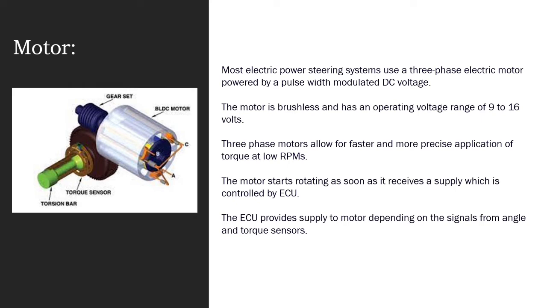Next is the motor. Most electric power steering systems use a three-phase electric motor powered by a pulse width modulated DC voltage. The motor is brushless and has an operating voltage range of 9 to 16 volts. Three-phase motors allow for faster and more precise application of torque at low RPM. The motor starts rotating as soon as it receives a supply, which is controlled by the electronic control unit. The electronic control unit provides supply to the motor depending on the signals from the angle and torque sensors.